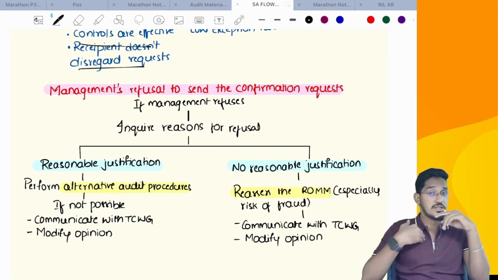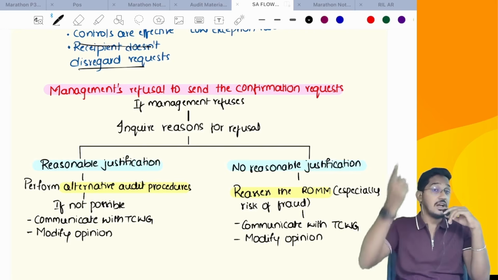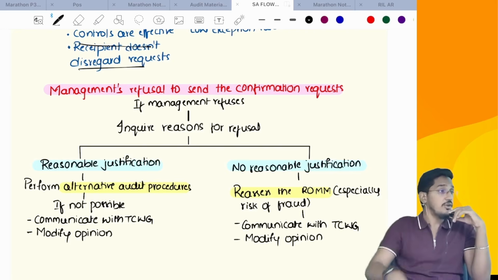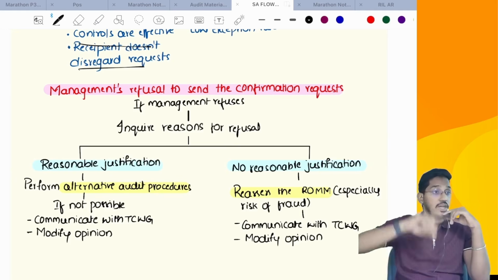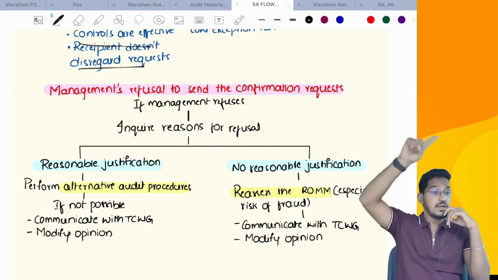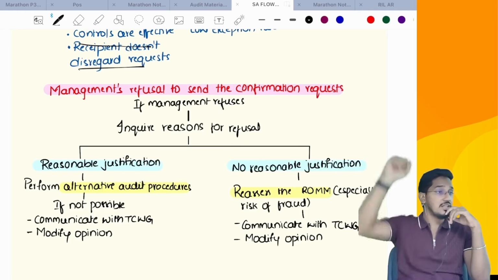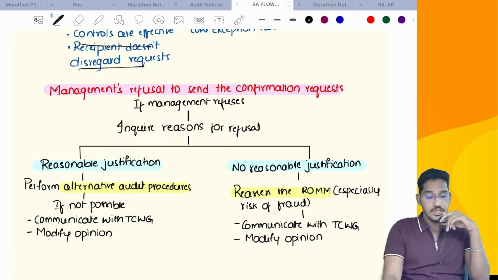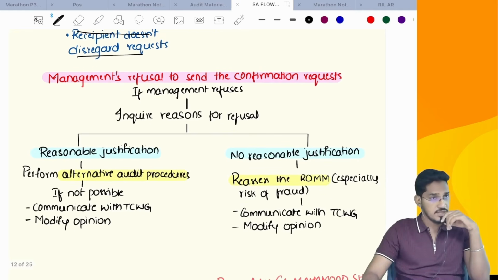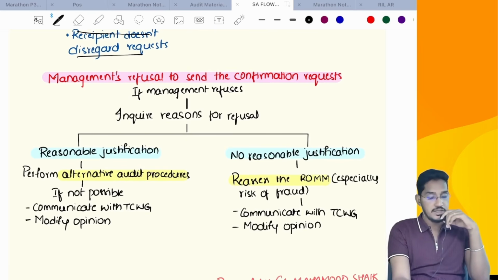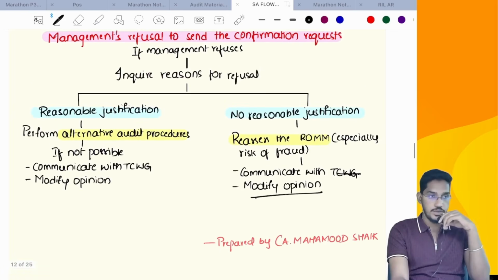Now you have got extra information regarding the management. Earlier you might have thought the risk was low, but now you know about the management's nature. Now you should reassess your risk of material misstatement. You should consider the risk as very high. Increase your audit procedures. Reassess your risk of material misstatement, especially the risk of fraud, communicate this matter with those charged with governance, and even if required, modify the opinion.